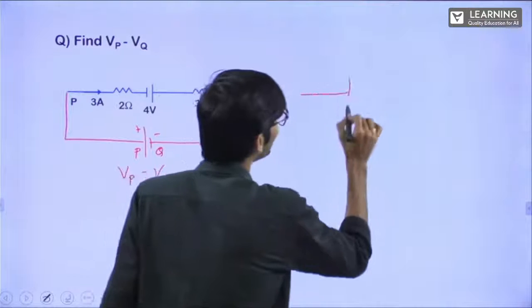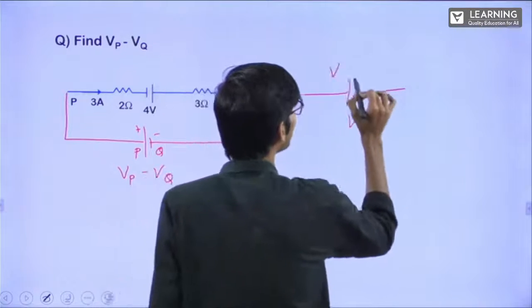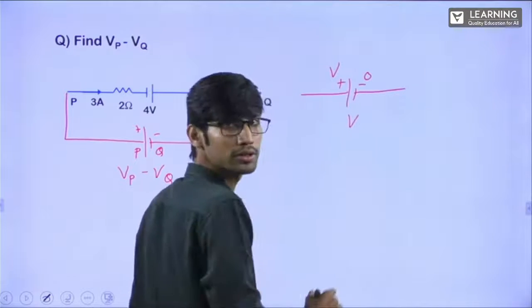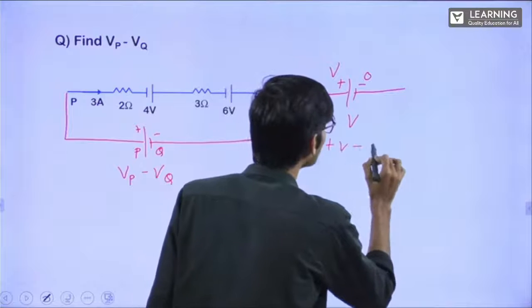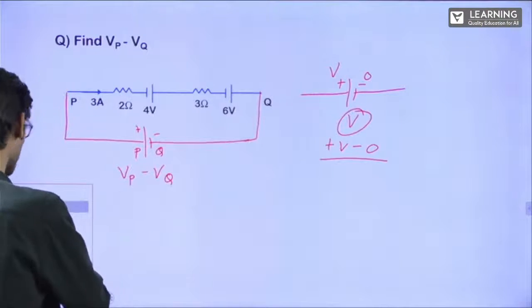See, understand, in any battery, if the potential difference is V, what do we take? We take this as V and this as 0, correct? Why? This is positive, this is negative. So plus V minus 0, what comes? V only comes. That's what I've done. Clear?